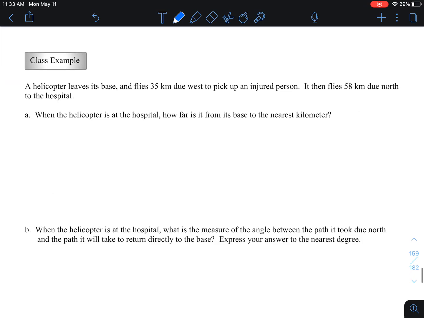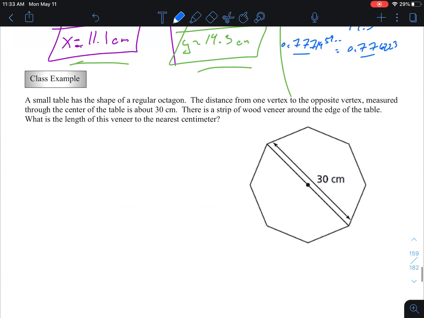Okay, next example. A small table has a shape of a regular octagon. Regular octagon means all the side lengths are the same. The distance from one vertex to the opposite vertex measured through the center of the table is about 30 centimeters. That's what this right here is showing. There is a strip of wood veneer around the edge of the table.